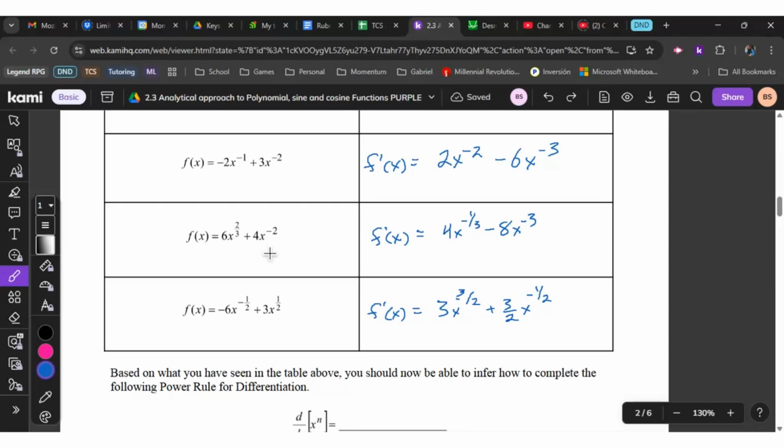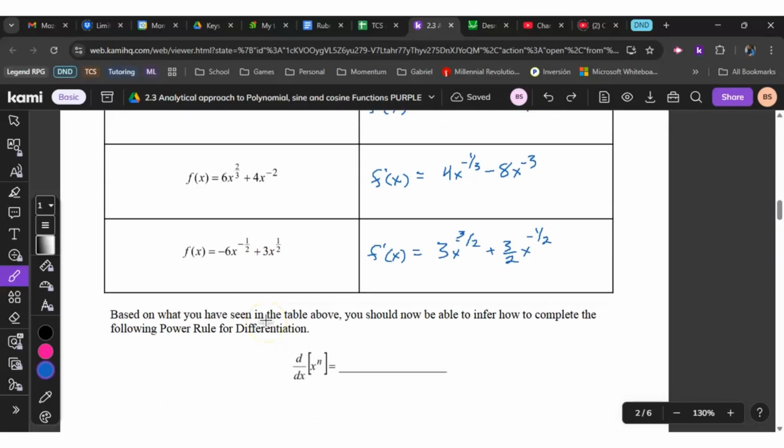Negative 1 minus 1 is negative 2. So do you see how that's working? When I had a fraction, it was exactly the same thing, right? 6x to the 2/3. 6 times 2/3, maybe a little bit harder to do in your head, but 6 times 2 is 12, divided by 3 is 4. There's my coefficient. 2/3 minus 1, again, a little bit tricky, but negative 1/3.